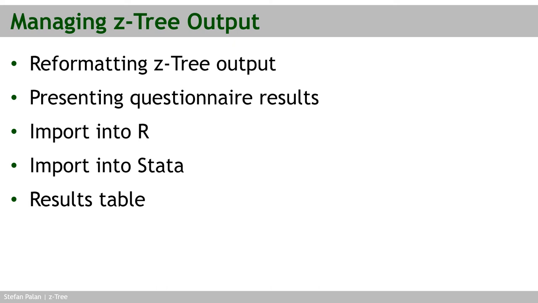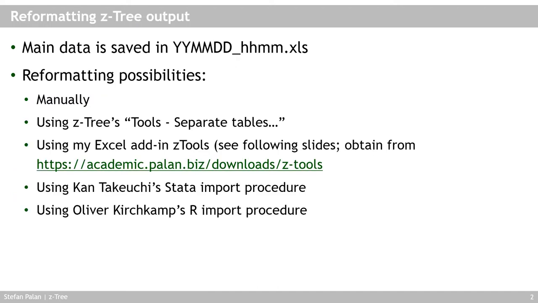This chapter will talk about how to handle the data that zTree generates once the experiment is over. So we'll talk about how to reformat zTree output to use it in, for example, Excel, but also in R or in Stata, and how to present questionnaire results in an efficient and effective way. And also I'll mention how optimally to prepare a results table directly in zTree to leverage the strengths of zTree as compared to your analysis software package.